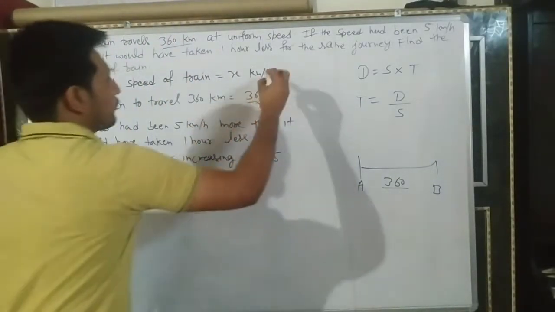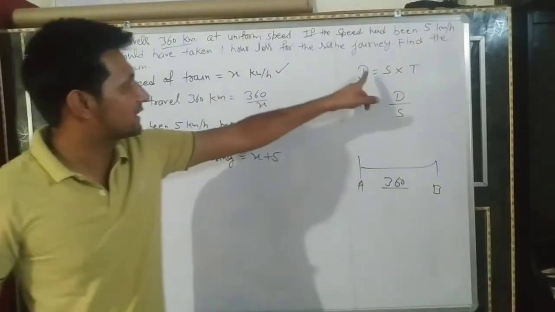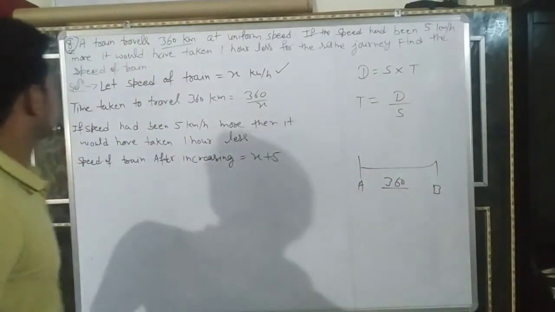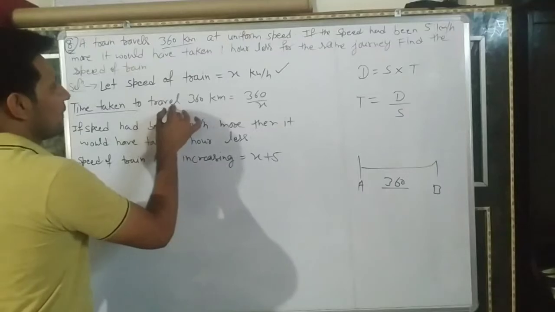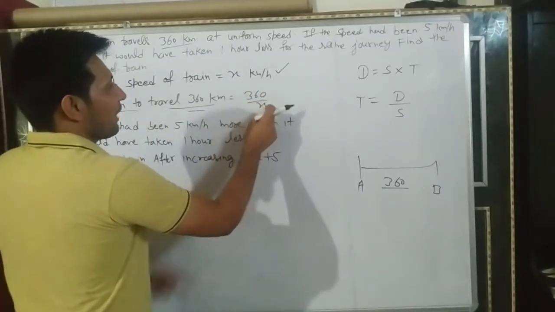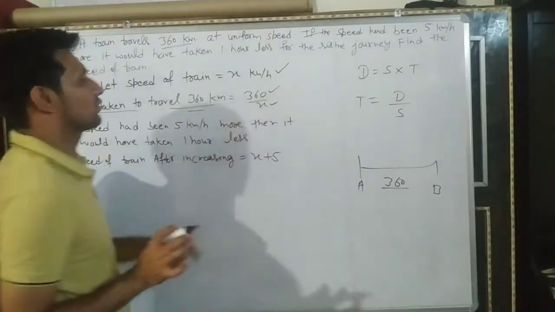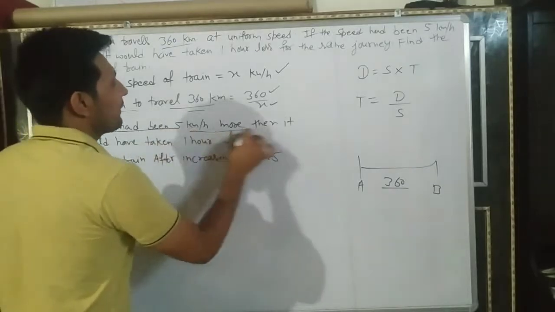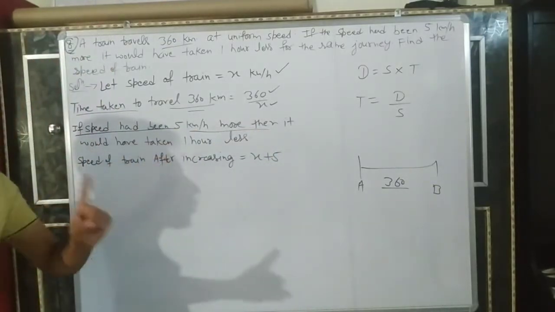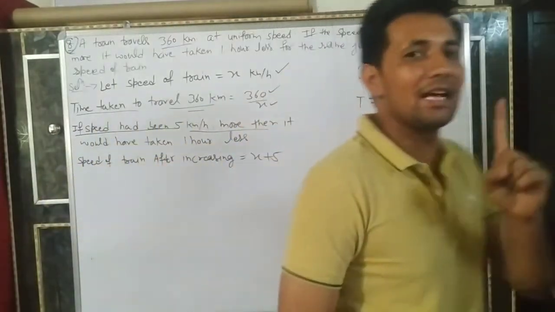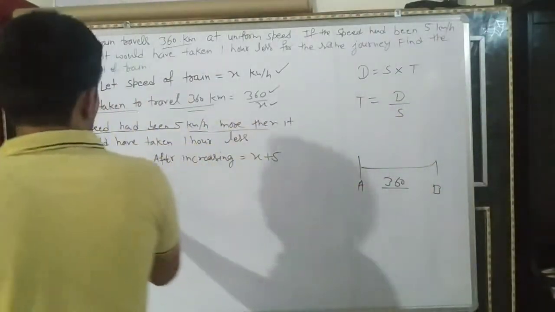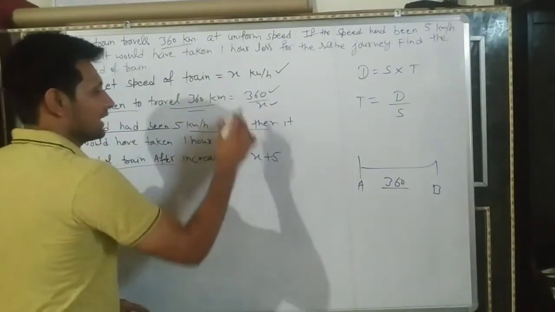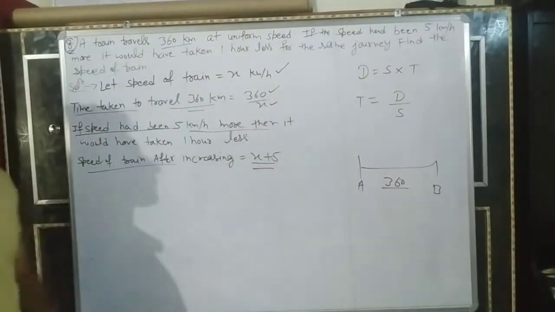So let the speed of the train be x, and everyone knows distance equals speed into time, so time is distance divided by speed. So the total time taken to travel 360 km is 360 divided by x. But in the question it is given that if the speed had been 5 km more, then it would have taken 1 hour less. So what is the speed of the train? In the starting it is x, so after increasing it becomes x plus 5.